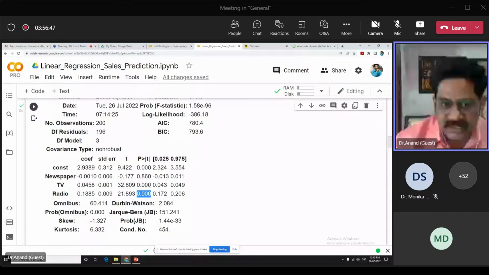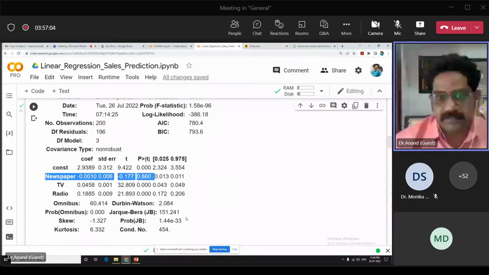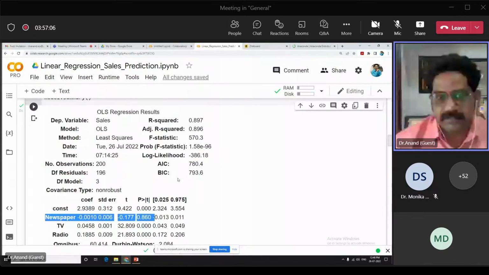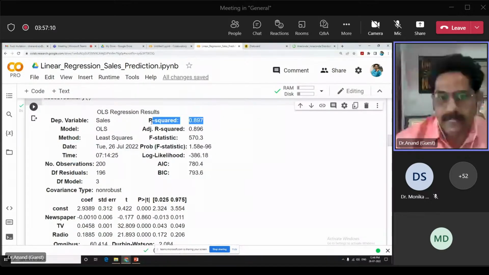But look at this, the probability of the null hypothesis being true is 86%. Slope equal to 0 holds good. That is why your newspaper is not a significant feature. I should not include it in the model. Other details, generally we don't look at on day-to-day problems. Mostly people look at R square, adjusted R square and this p-value.